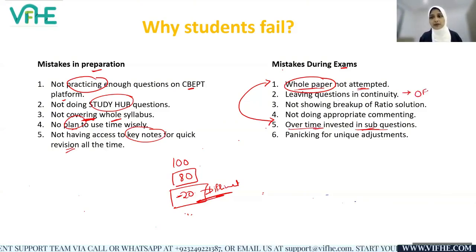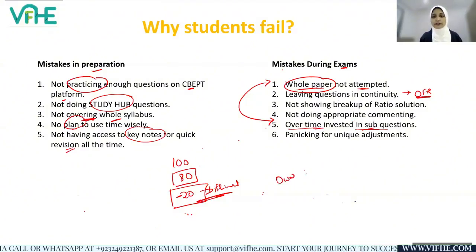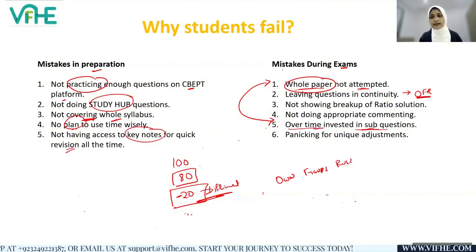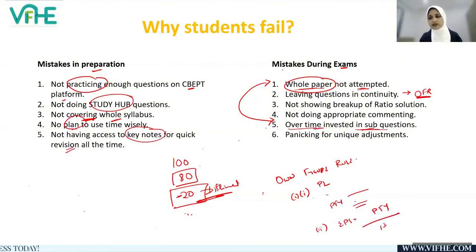And this is a problem because you have a concept called OFR rule. You have own figure rule. Now, what happens in own figure rule is that even if, let's say, your requirement A1 answer is wrong, requirement A1 was making, let's say, full PNL, and that full PNL will give you profit for the year figure. Okay. Requirement A2 is finding EPS, which is profit for the year figure divided by number of shares.